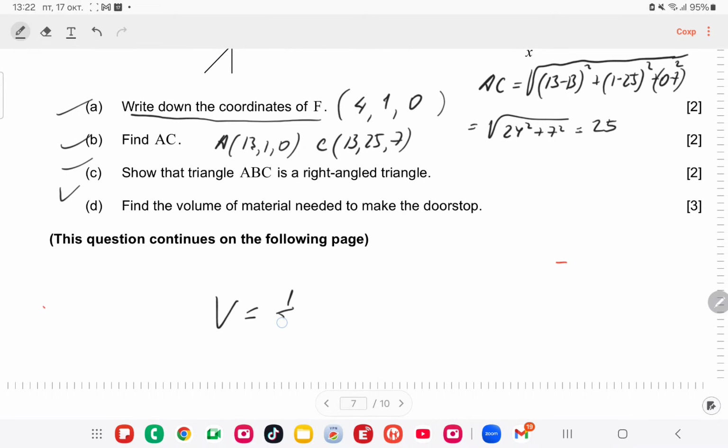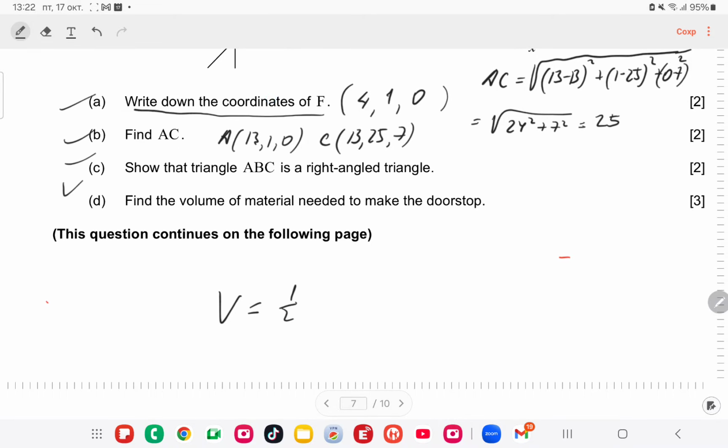Okay, the volume is 1/2 times our area of triangle, 24 times 7, because remember it was 24 and 7. It's better to represent it this way: 1/2 times 7 times 24. So this is the area of the triangle multiplied by the height.